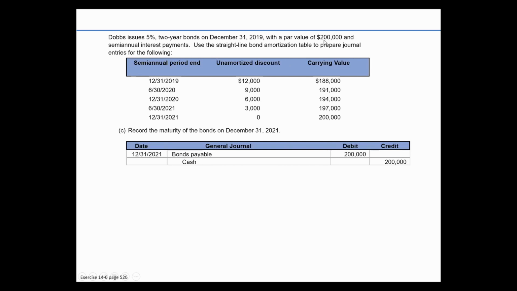That's what would be due at the end of the 2 years. So you want to debit the bonds payable 200,000 because that clears the liability for the bonds, and then credit cash 200,000 because that is what you're paying out.